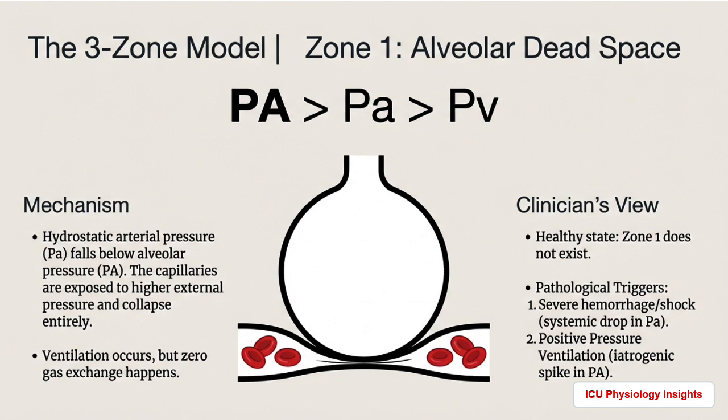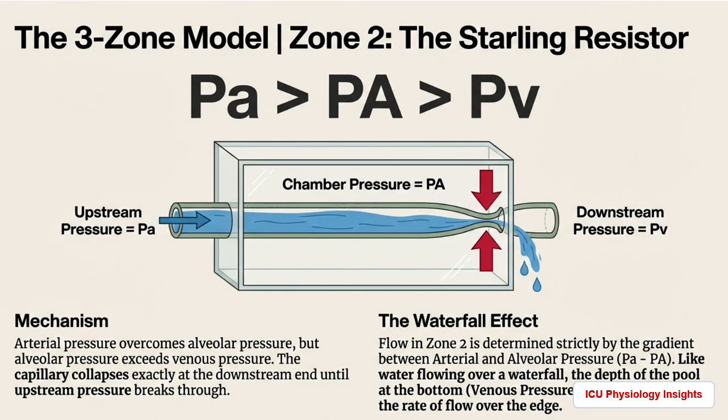This is a part of the lung where the alveolar pressure is so high that it's actually higher than the arterial pressure, and it just squashes the capillaries flat. So you get air in, but there's no blood to pick up the oxygen. Now, normally, we don't really have a zone 1. But we can create one, say with high positive pressure ventilation, or it can happen in pathologic states, like severe hypotension from a hemorrhage.